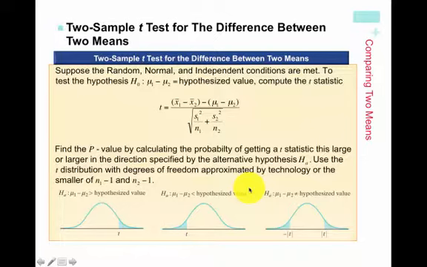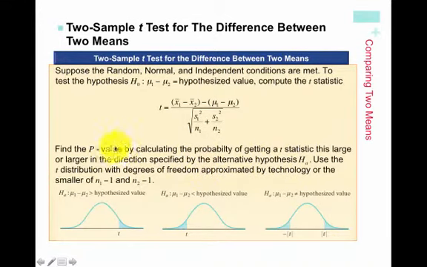So here's our picture summarizing all of this. If our conditions are met, our null hypothesis is mu1 minus mu2 equals the value. Compute the test statistic using this formula. And we find the p-value by calculating the probability of getting a t-statistic this large or larger in the direction specified by the alternative hypothesis, HA.